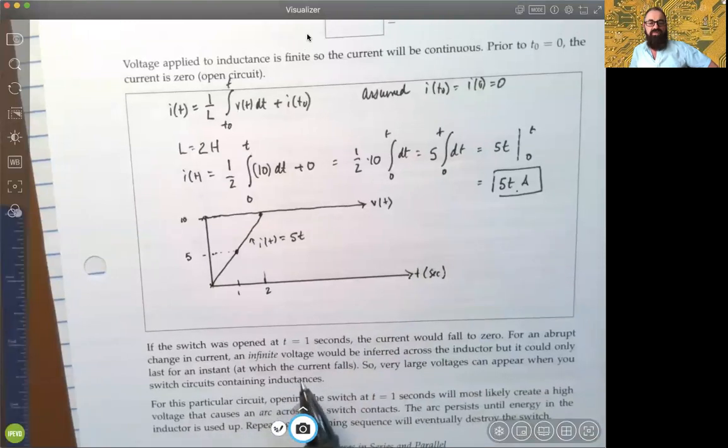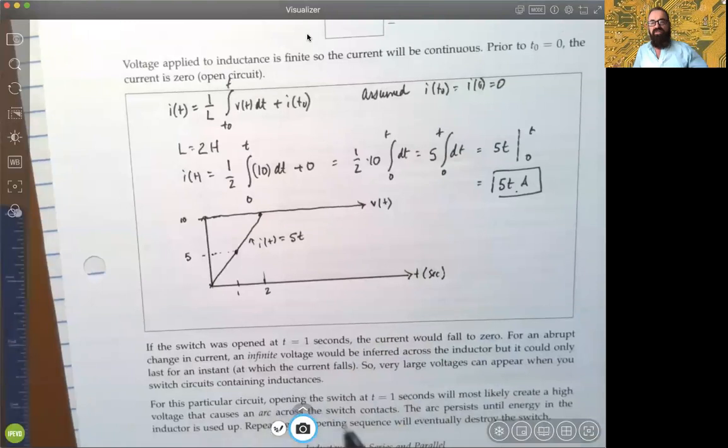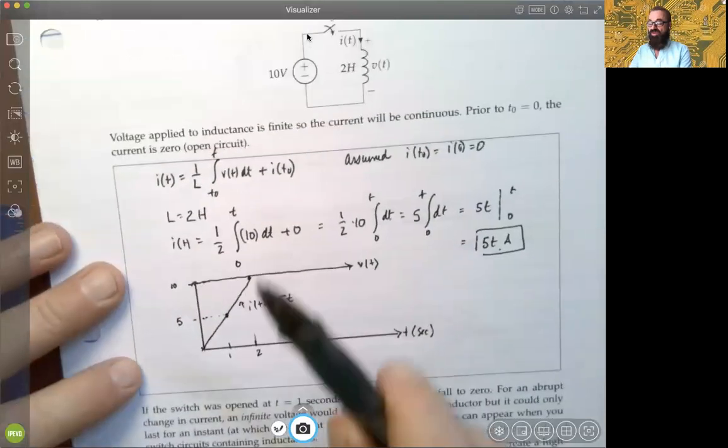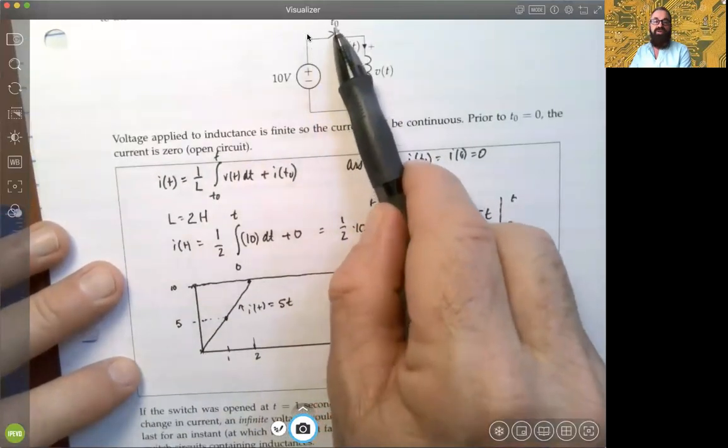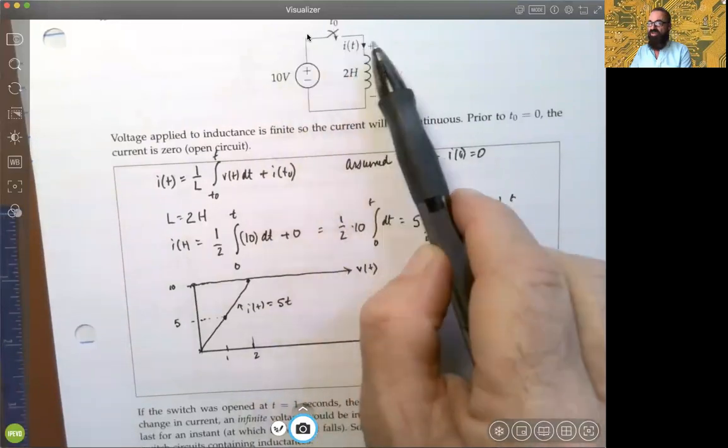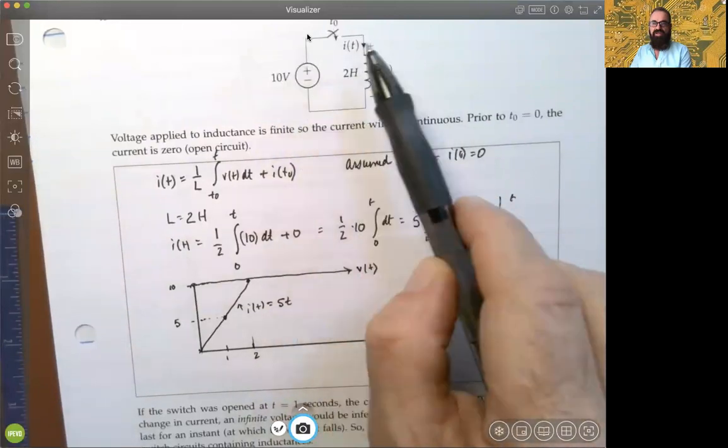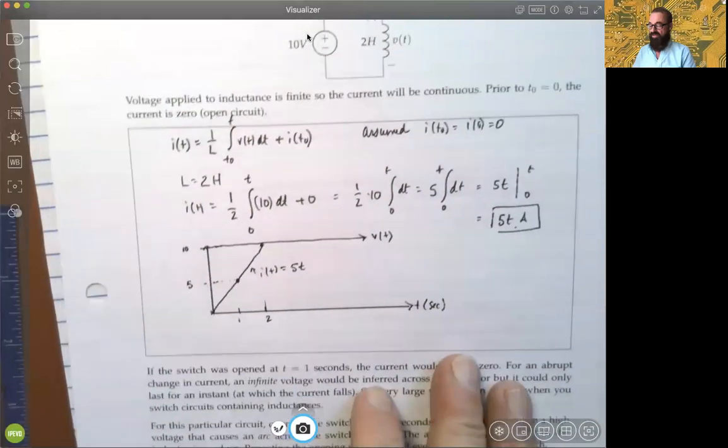So, and then the current would start falling. So when you have very large voltages, they can appear when you switch circuits containing inductance. In other words, when you flip switches on and off, you still can have voltages appearing. That's what this is saying: yes, when you open it up, the current will go to 0, but there's still voltage across here. So you have to be careful sometimes.